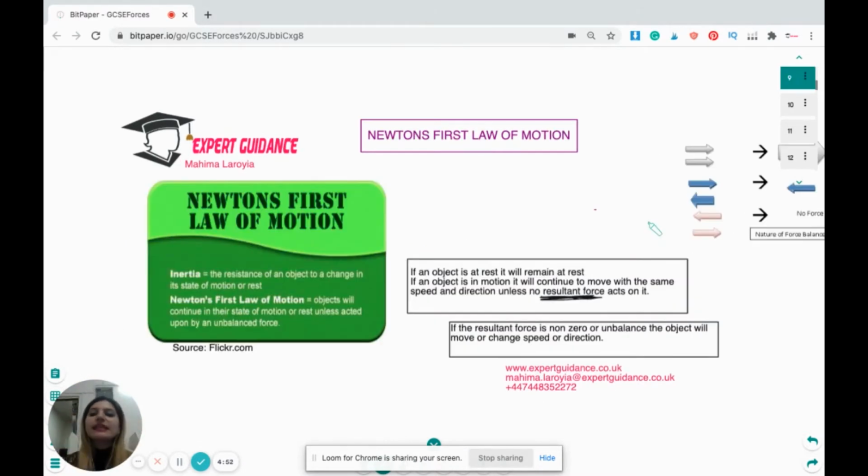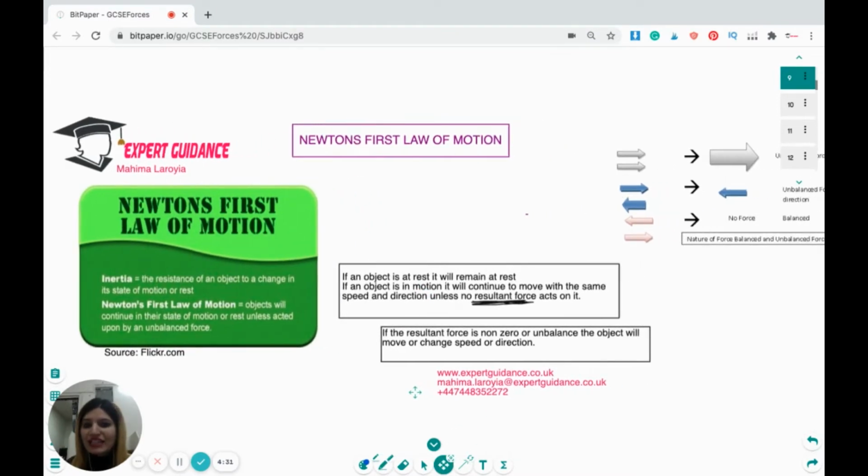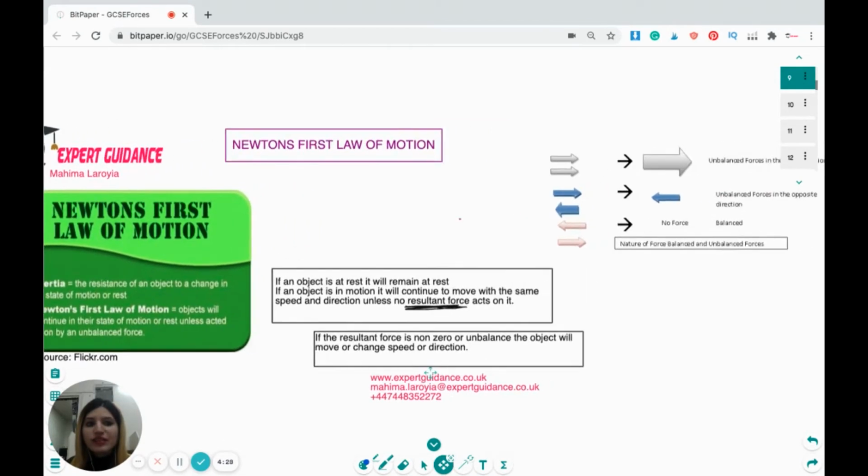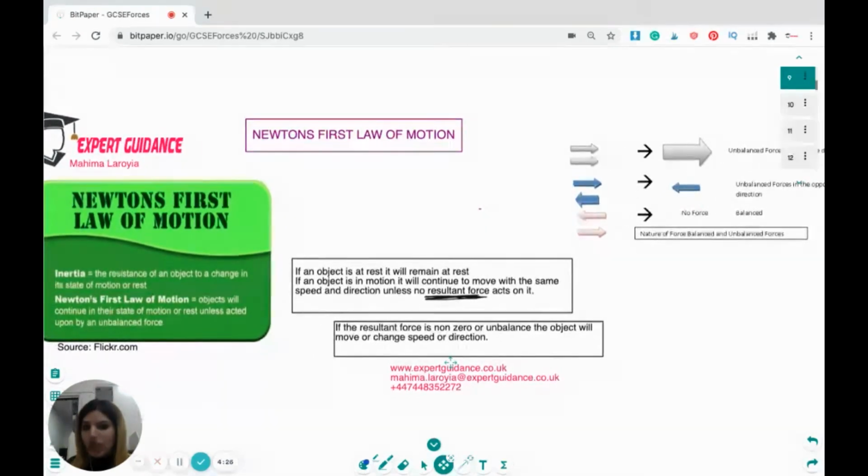Now let's see how this concept can help us explain Newton's first law of motion. Newton's first law of motion says that, as we just discussed, if an object is at rest, it will remain at rest, and if the object is in motion, it will continue to move with the same speed and direction unless a resultant force acts on it. So if the resultant force is non-zero or unbalanced, the object will start to move or change its speed and direction.